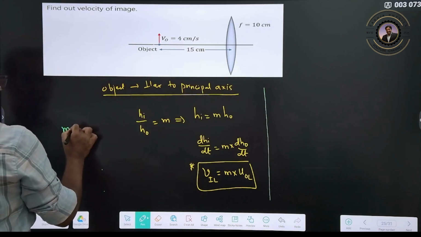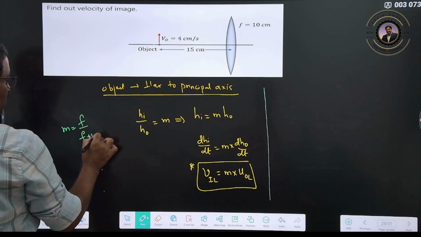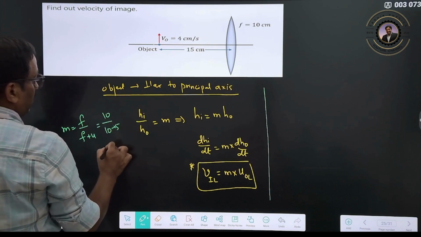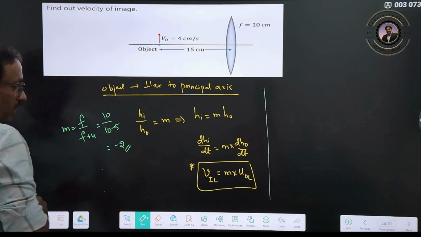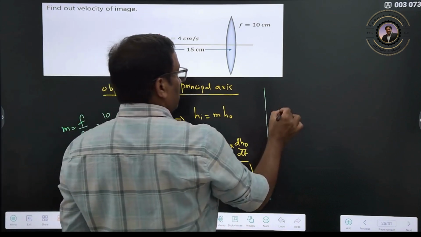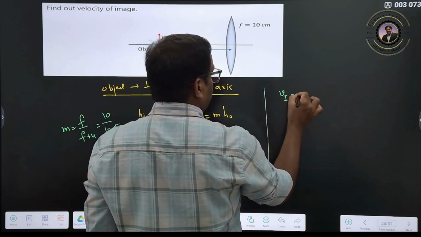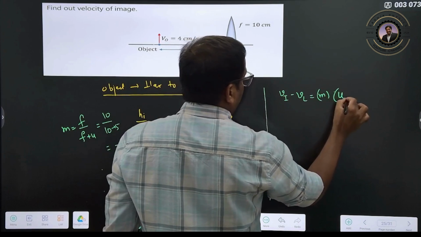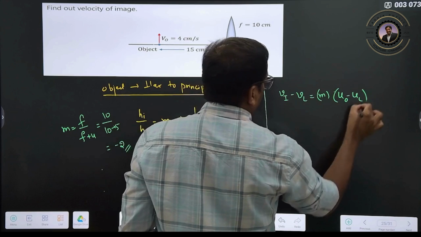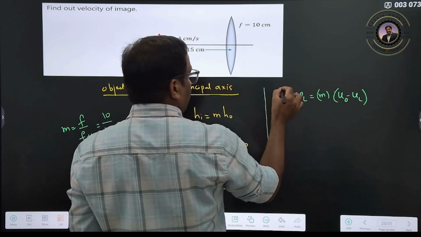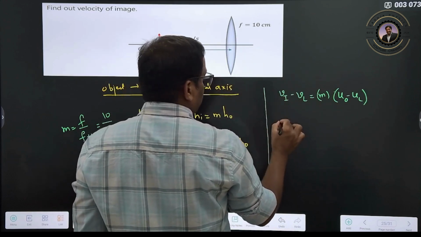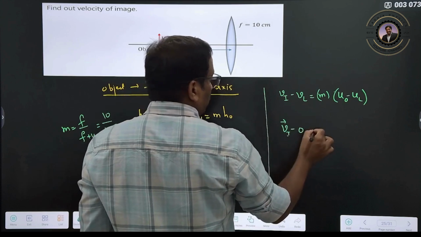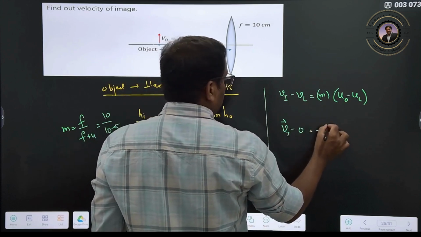What is the magnification now? f by f plus u. f is how much now? 10 by 10 minus 15. So minus 2 will be your magnification. So velocity of the image minus velocity of the lens is equal to magnification into velocity of the object minus velocity of the lens. We want to calculate the velocity of the image. The lens is not moving, therefore 0. So m is minus 2.